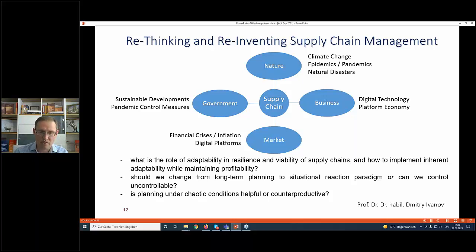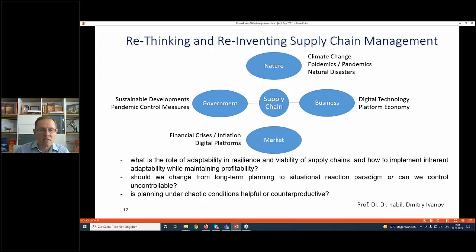This is something that cannot be addressed fully considering classical supply chain management paradigm. Here we can ask some questions which are not trivial, and I'm afraid I do not have good answers to them now. So just to motivate some thinking, some discussion, some debate in this area.